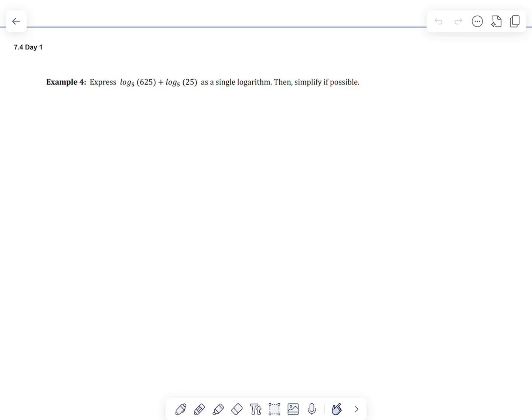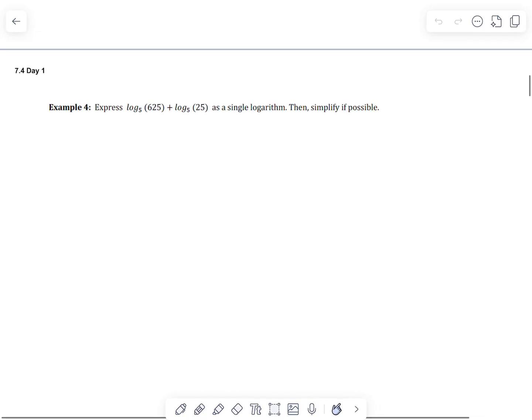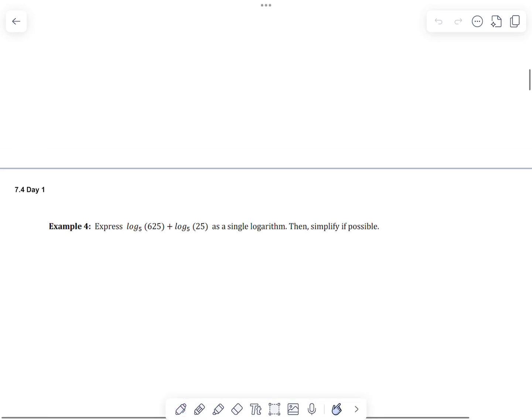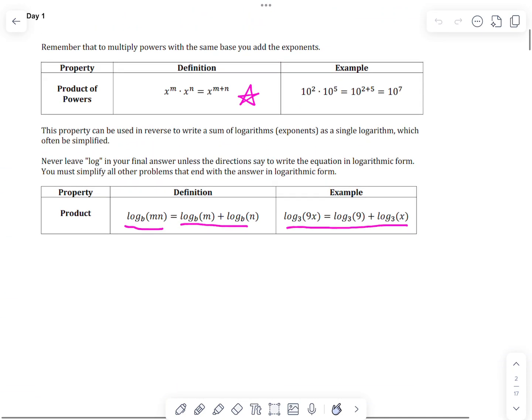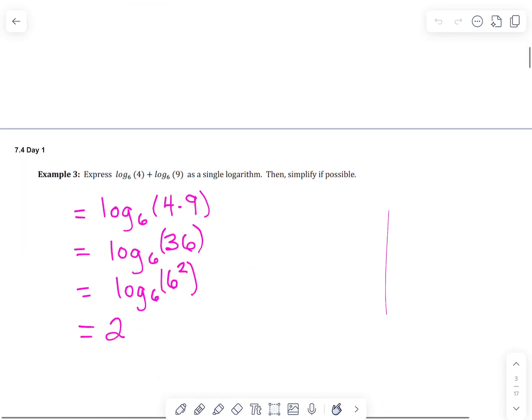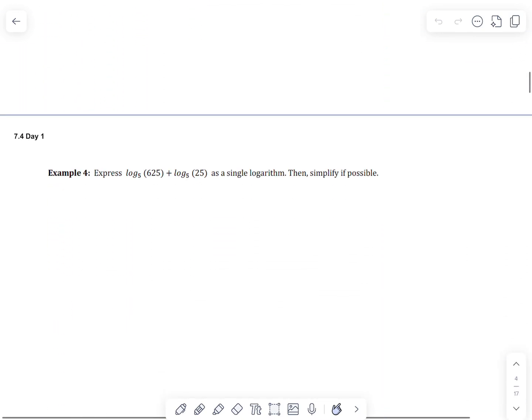All right, here's example 4. We want to express these two logarithms as a single logarithm and then simplify if possible. Both of these logarithms are base 5, so we can use the property highlighted in pink to condense these to a single logarithm by multiplication.